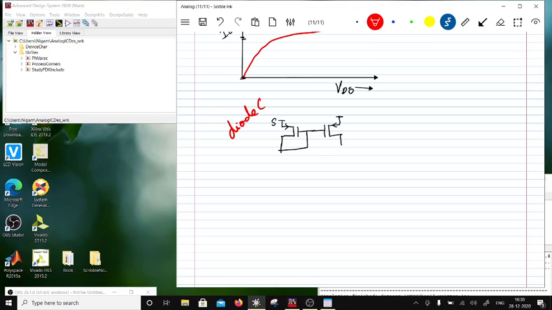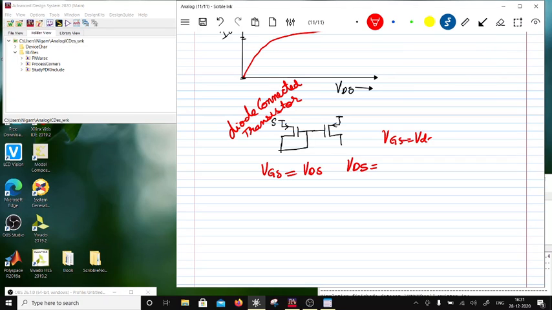Diode connected transistor. What is special about this diode connected transistor? The VGS is same as the VDS. So basically if I short this, what is VGS? VGS is equal to VDS, or rather V overdrive.